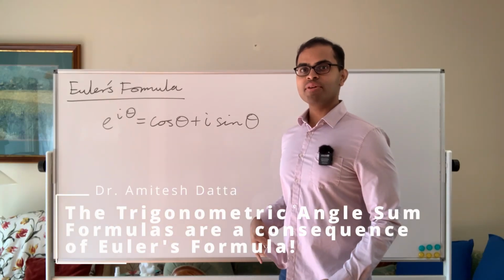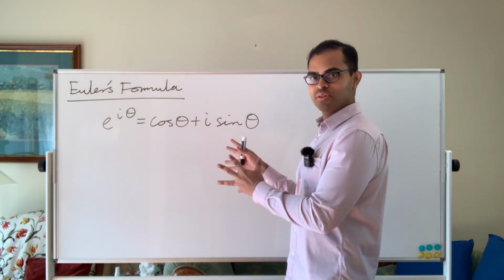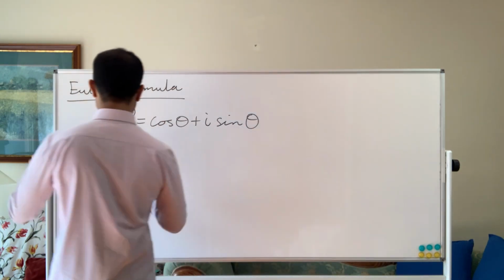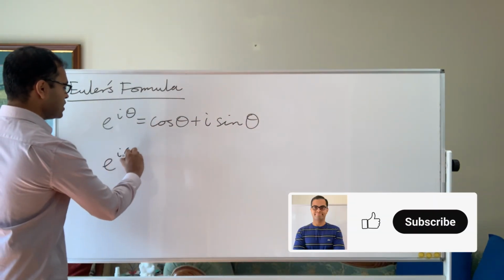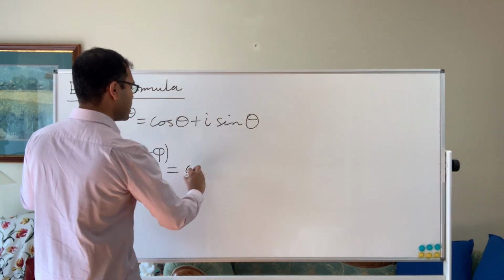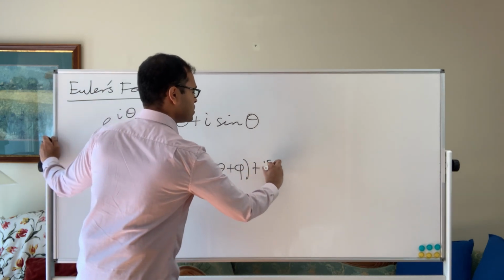Let's derive the trigonometric angle sum formulas using Euler's formula, e^(iθ) = cos θ + i sin θ, and exponent laws. So what we do is we just take e^(i(θ+φ)), where θ and φ are two angles. Using Euler's formula, this is going to be cos(θ+φ) + i sin(θ+φ).